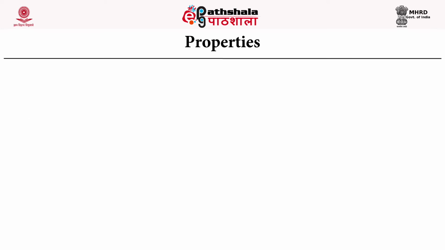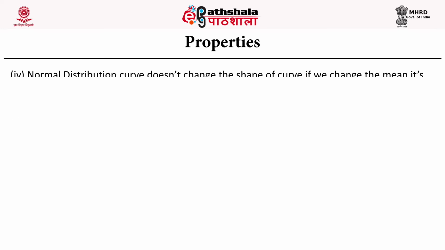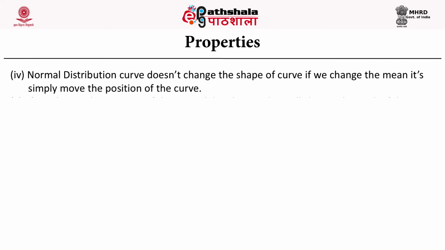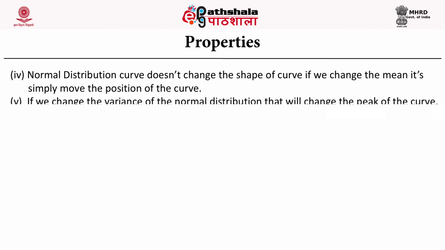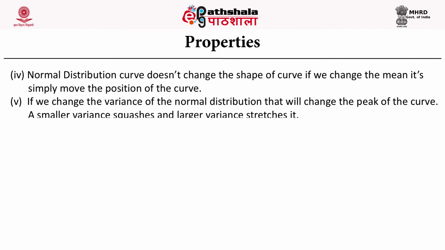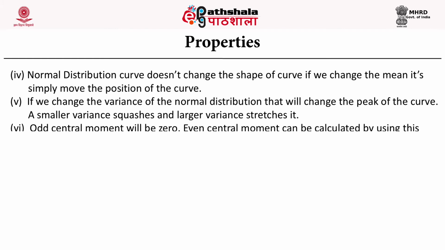The fourth property of the normal distribution is that the normal distribution curve does not change shape if we change the mean, that is, we simply move the position of the curve. And the fifth one is that if we change the variance of the normal distribution, that will change the peak of the curve. A smaller variance squashes it and a larger variance stretches it. And the sixth property: odd central moments will be 0.